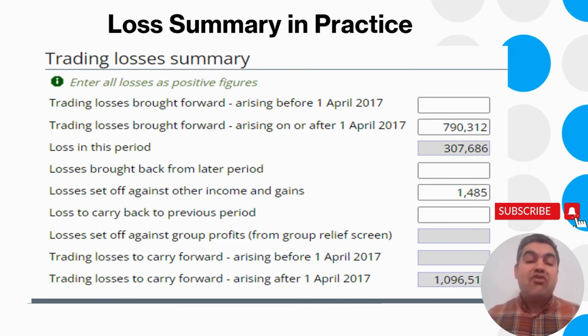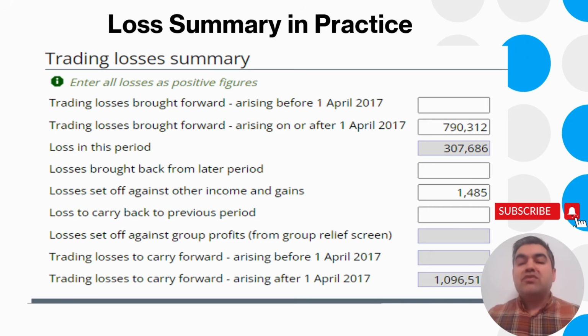Trading loss to carry forward arising before 1st of April 2017. Remember the losses brought forward before 1st of April 2017: that box, if you look at the top box, is empty. So the second last box at the bottom will also be empty, and the trading loss to carry forward. So what we did is we have brought forward loss post April 2017 of 790,312, and we have loss arising in the current accounting period. If you look at the previous slide, we have a loss of 307,686.